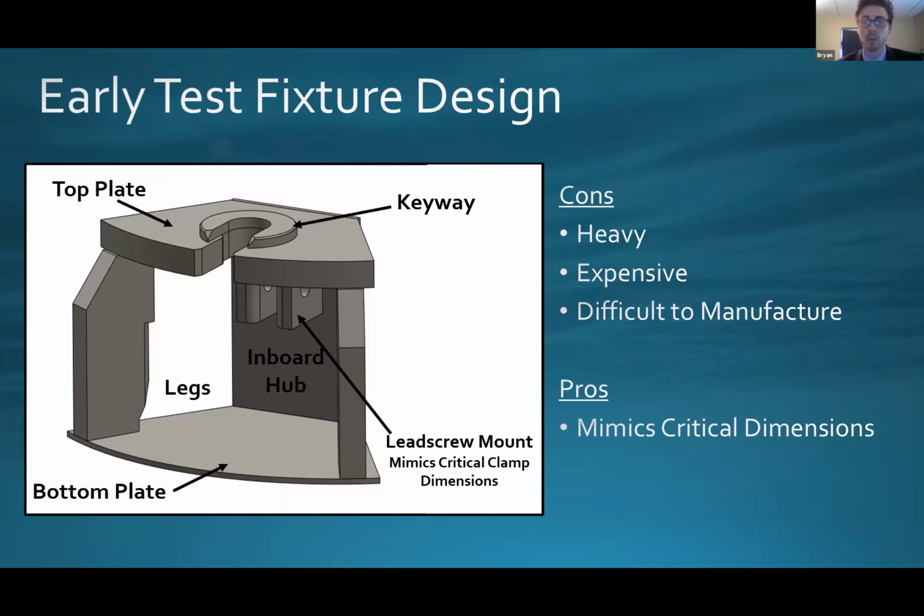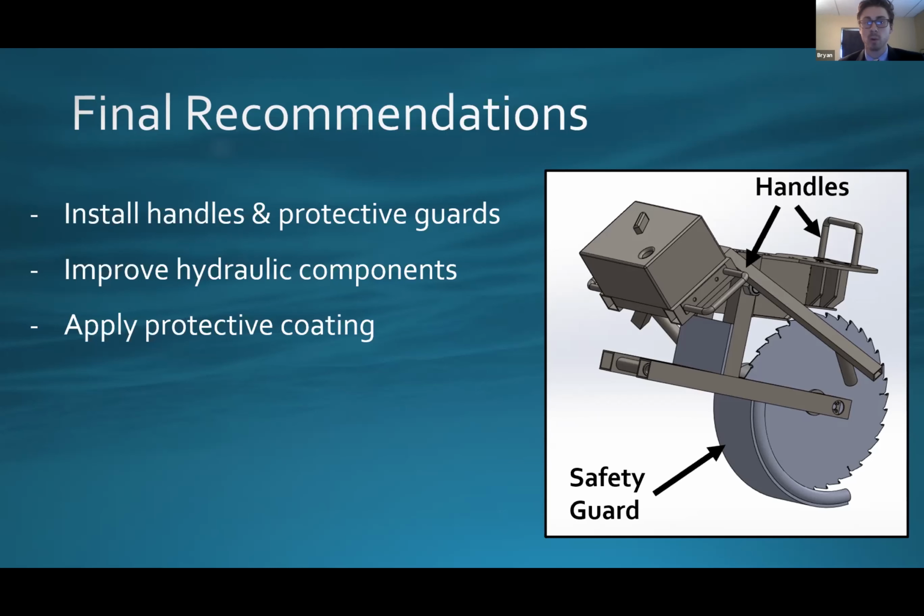Now to bring things to a close. We recommended that the remainder of our budget be used to implement 4 major upgrades and improvements to our design. First would be to install handles and guards to ensure easy maneuvering and safer operation. Second is to improve the efficiency and operation of the hydraulic systems by resizing the motor and the lines for better performance. Third would be to apply protective coating to the tool and test fixture to make sure there was no corrosion after sitting outside or being used in water.